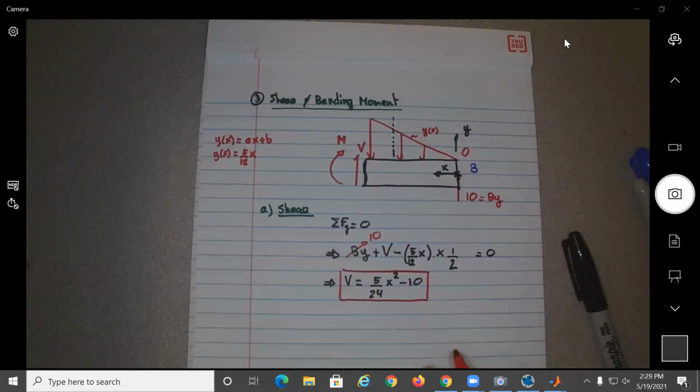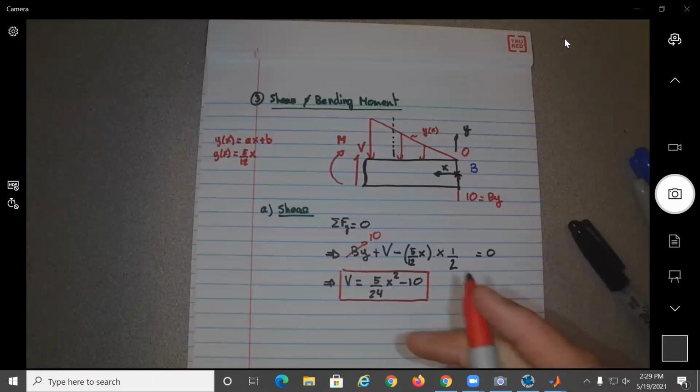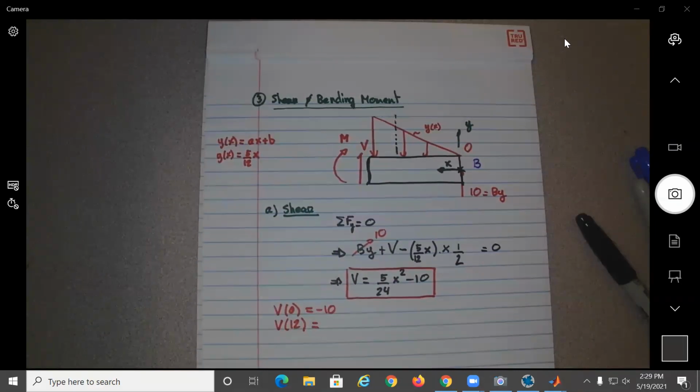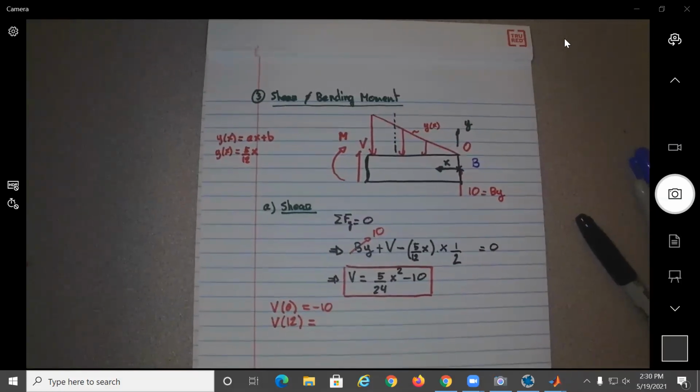So now again, what type of equation is that? This is a quadratic equation. So how many points do we need? We need at least 3 points, no? Okay, so let's find 3 points. There are 2 easy points. V of 0 is equal to what? Negative 10. V of 12, so it would be 144 times 5 divided by 24 minus 10. 20.